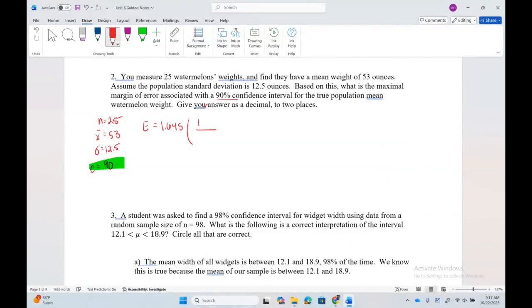That gets multiplied by my population standard deviation over the square root of n. I'm going to put this in my calculator all in one step. 1.645 times 12.5 divided by the square root of 25, and I get 4.1125. Now it says round to 2 decimal places, so I'm going to keep that 4.11.